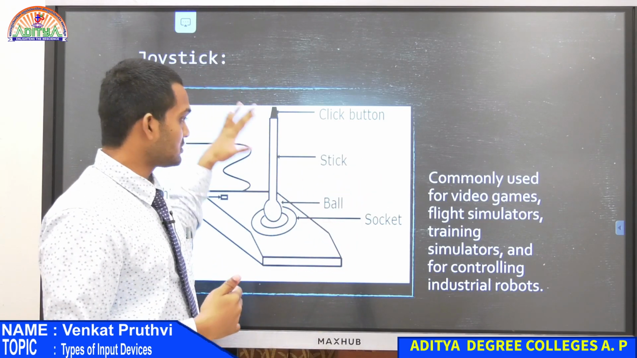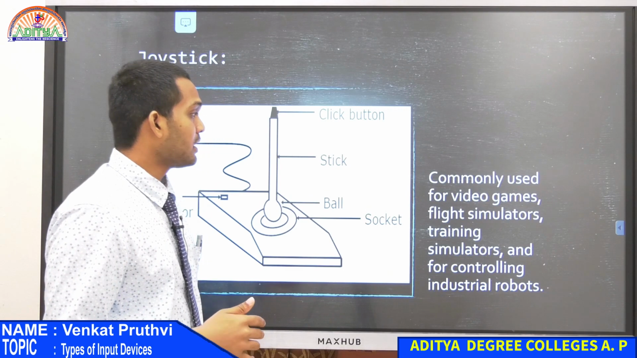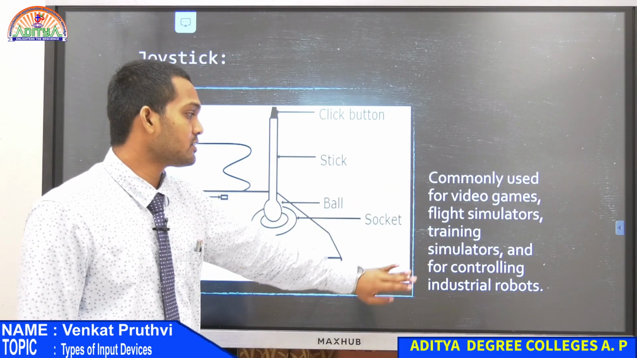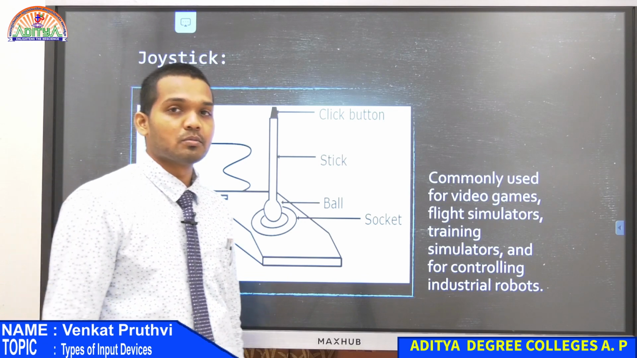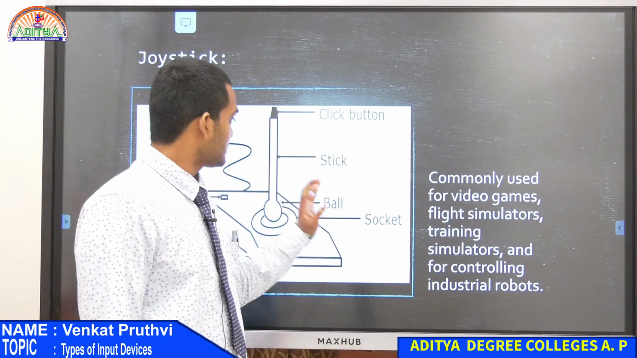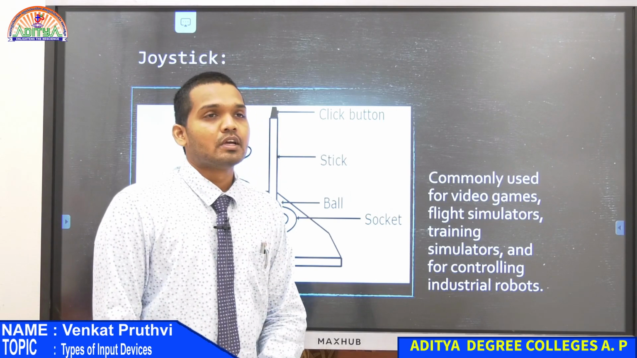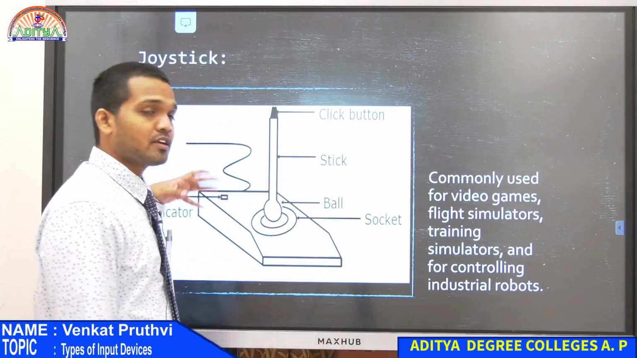That is how this joystick used to look like, and it's commonly used for video games, flight simulators, training simulators, and for controlling industrial robots. Even for controlling industrial robots, they used to use such joysticks. So initially we had joysticks that were connected with wire.